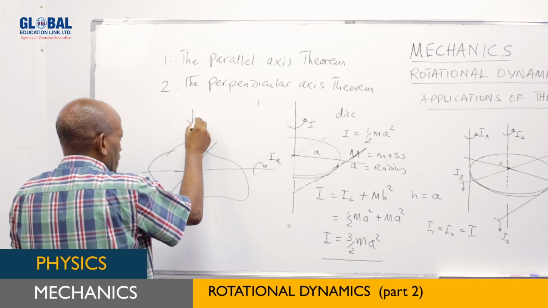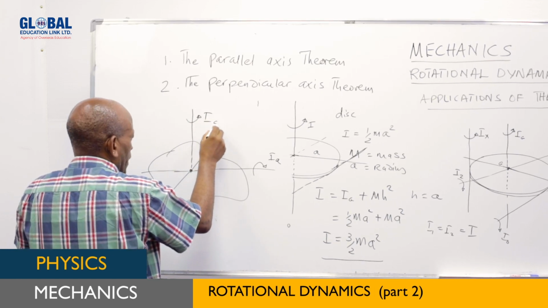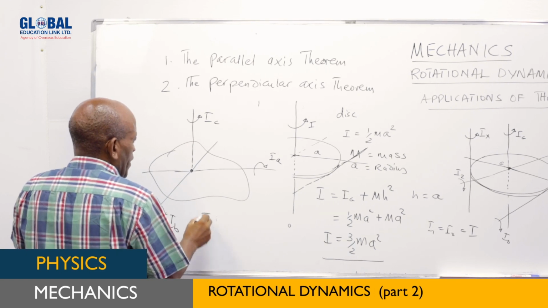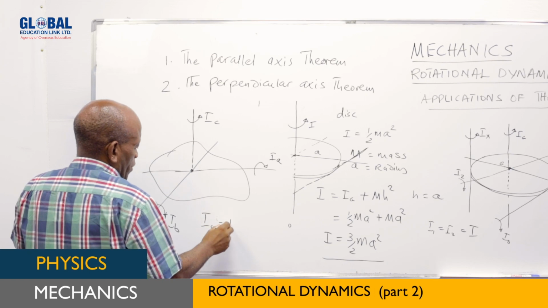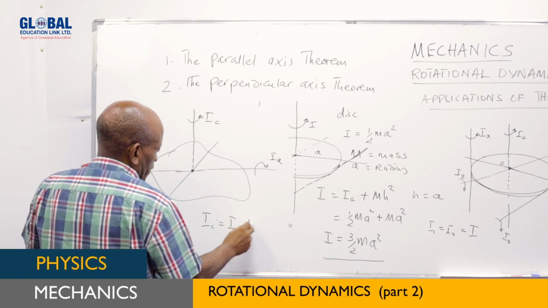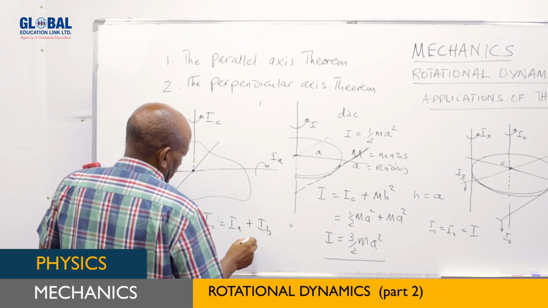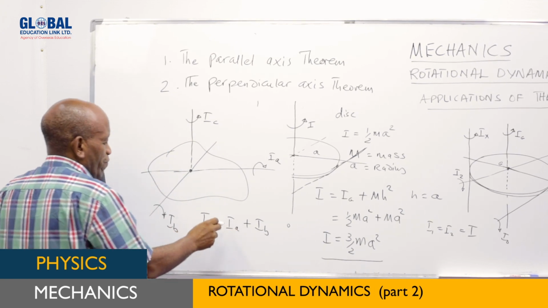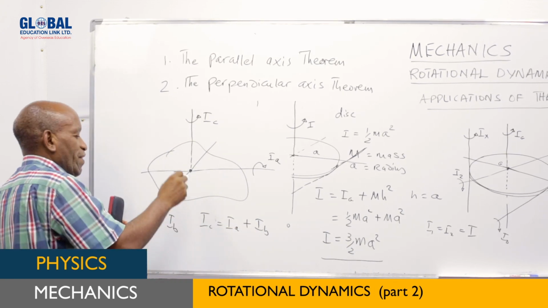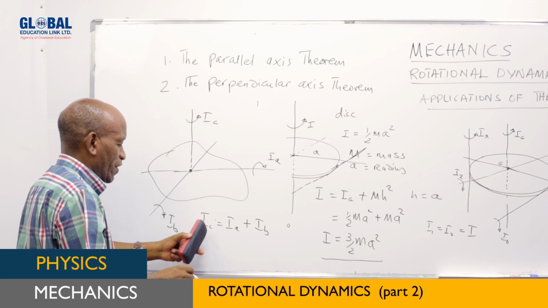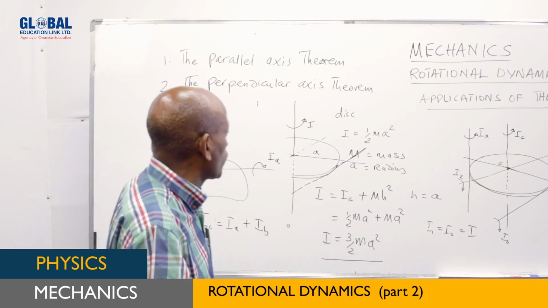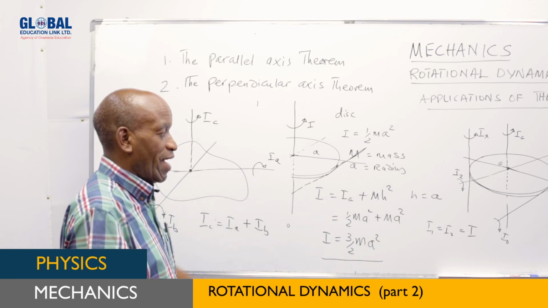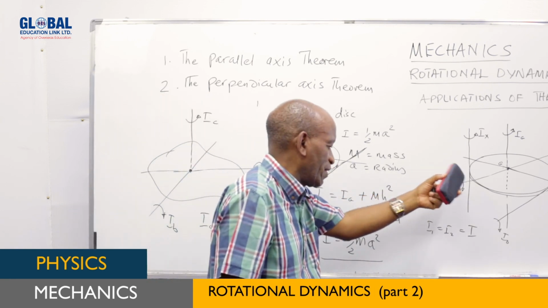for example, this particular axis, if I call this IC, then the moment of inertia whenever the body is rotated through the axis IC will just be equal to the moment of inertia of the first axis plus the moment of inertia of the second axis, as long as the first, the second and even the third axis are all perpendicular to each other. And this is what we call the perpendicular axis theorem. It's the one which I'm just going to apply there.